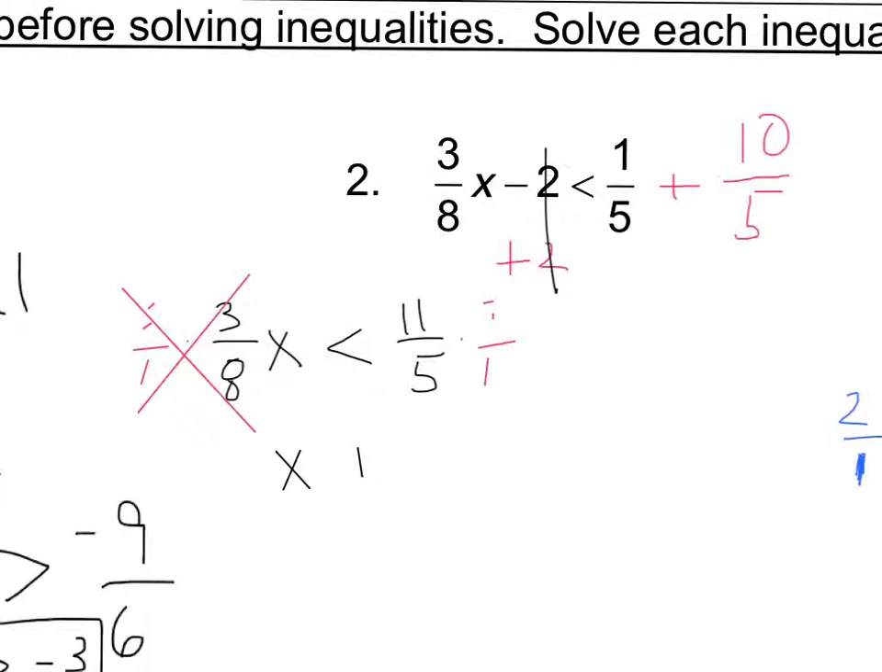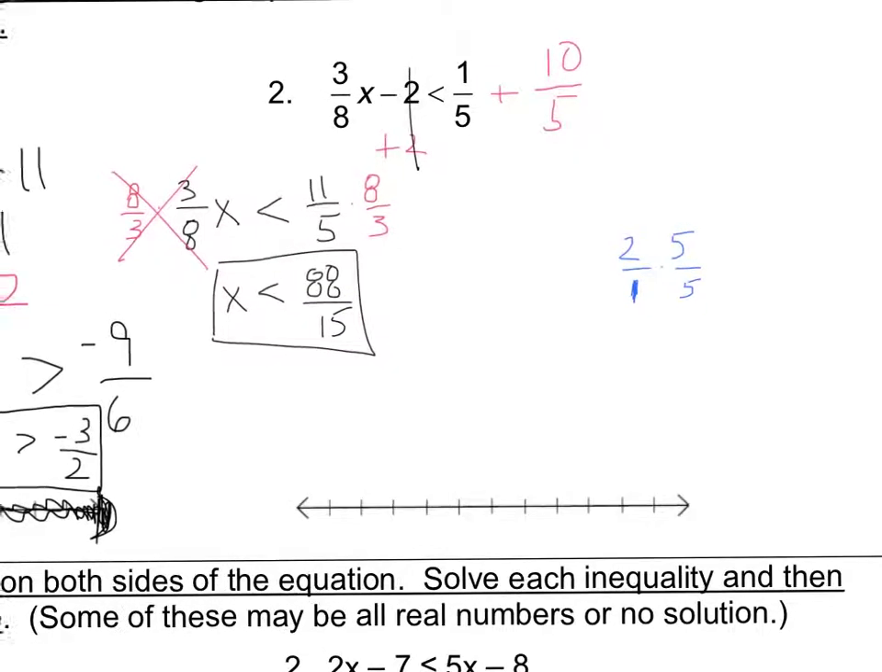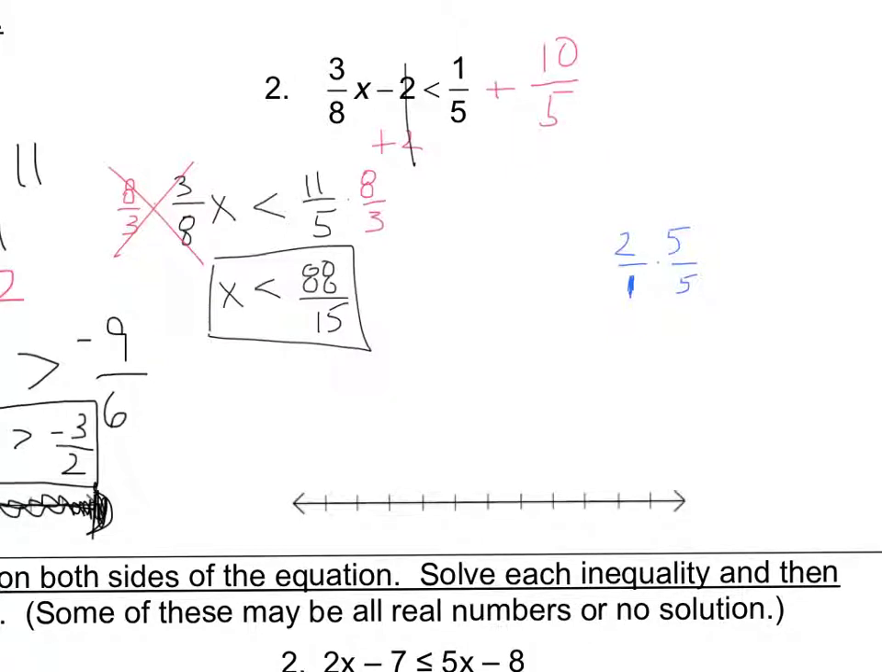On the right hand side we want to look if we can cross cancel. There is no canceling, so we have 11 times 8 is 88 over 15 is our solution. If you put 88 over 15 into your calculator, you get 5 and some decimal, 5.86 repeating, which means 88 over 15 is somewhere between 5 and 6.